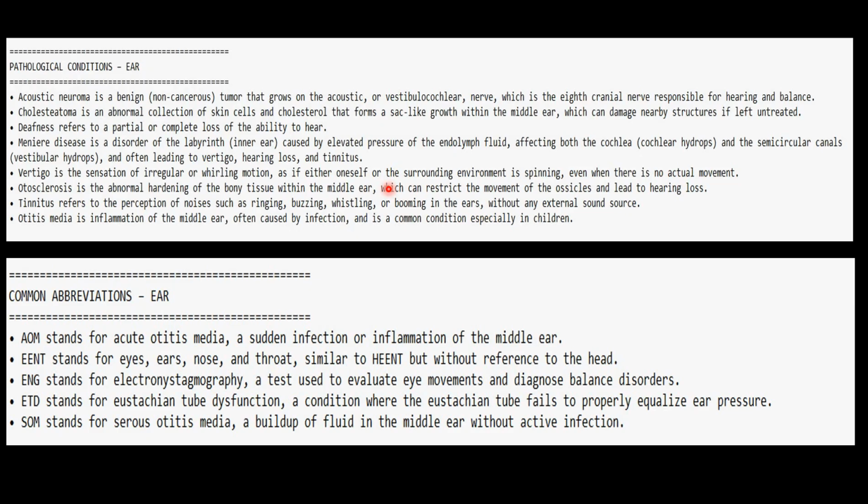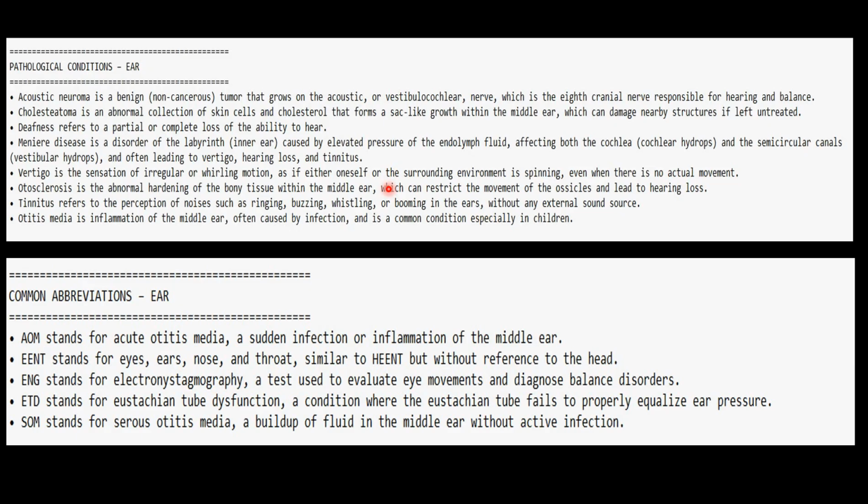Then we have tinnitus. Tinnitus is a condition referring to the perception of noises such as ringing, buzzing, whistling, or booming in the ears without an external sound source. This is a condition where the patient will feel that a bell is ringing near their ear, or whistling, booming. All of these are because of the condition tinnitus. Next thing is otitis media, which is nothing but an inflammation of the middle ear, often caused by infection.